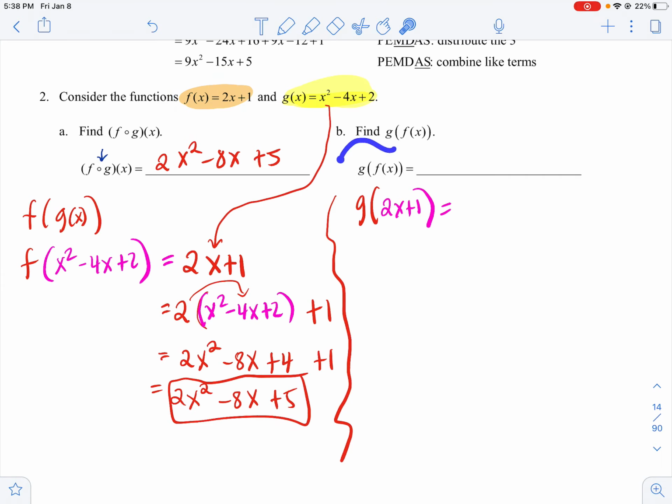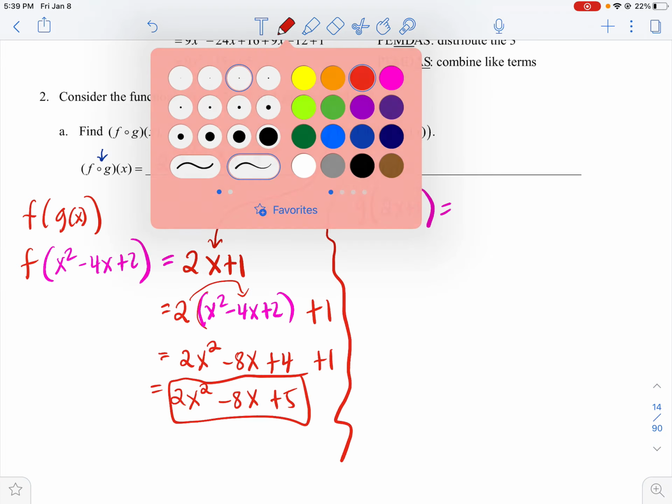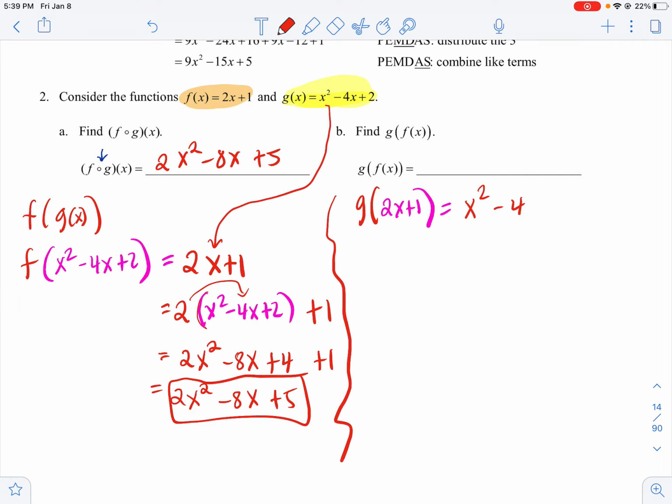I will repeat that. G of f of x, meaning because this is the inside function, you're putting this function inside this function, the g. So what is the formula for g function? It's x squared minus 4x plus 2. Do you guys see this x right here and this x? Both of these will change into 2x plus 1. So I'm going to plug that in over here, and at the same time, I'm going to plug that in over there. Does that make sense? Let's start.